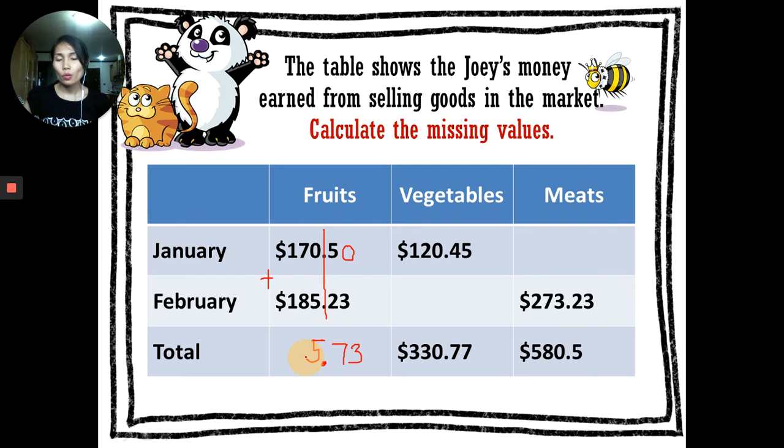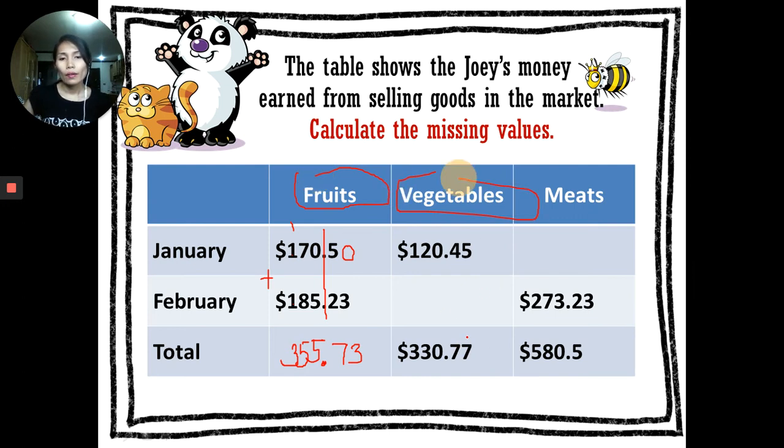With addition, there is no problem with the zeros, but in subtraction, you cannot just minus from 0. You have to borrow. 7 plus 8 is 15. Write down 5, carry 1. So 1 plus 1 is 2, plus 1 is 3. So that's the total income, total earning from January and February on fruits. How about for vegetables? Let's proceed to vegetables.